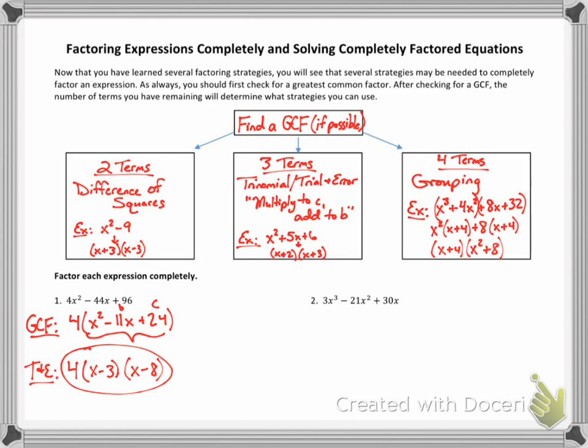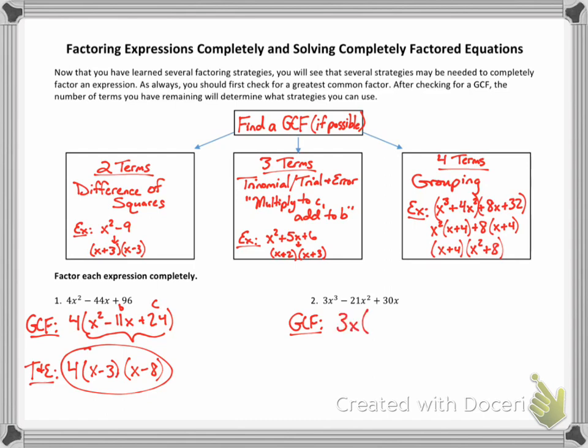Second problem here is going to be pretty similar to it. So I have 3x cubed minus 21x squared plus 30x. First thing I'm going to do, is there a GCF? Yes, there is. So again, I'm just labeling what strategy I'm using. I can take a 3 and an x out of all 3 terms. So out front comes a 3x.